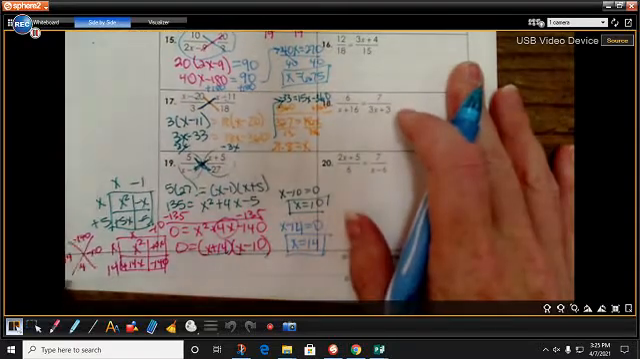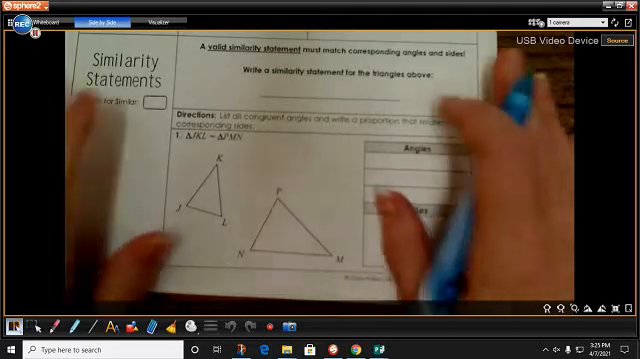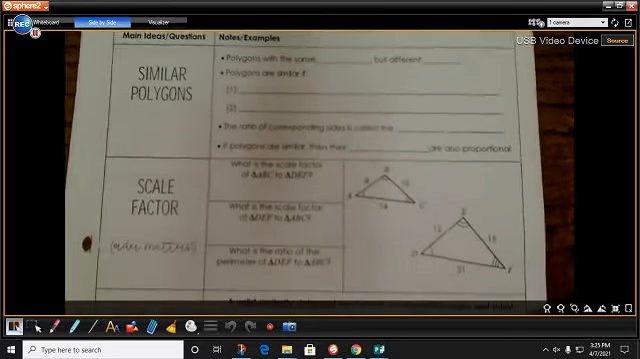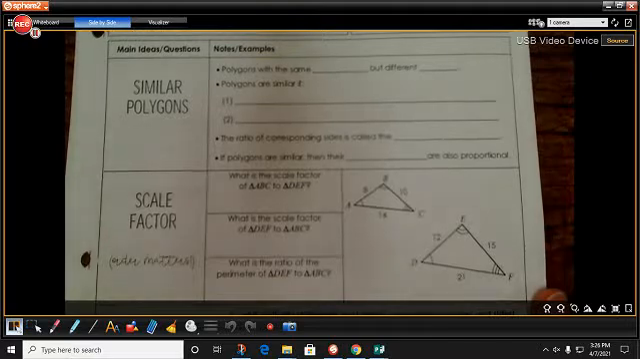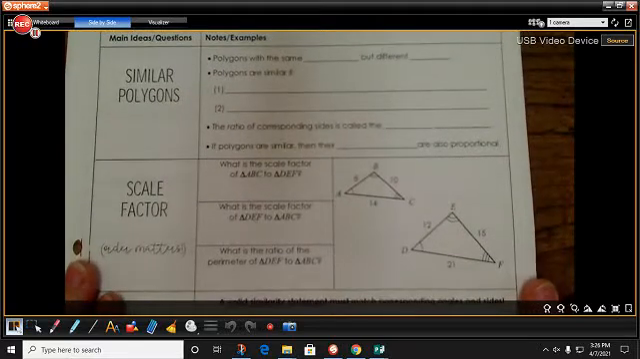So why do we need to know how to do all this algebra? Now we're ready to use it. So now we're going to go into similar polygons and scale factors. This is going to use a lot of ratios and proportions. You're very excited, I can tell.